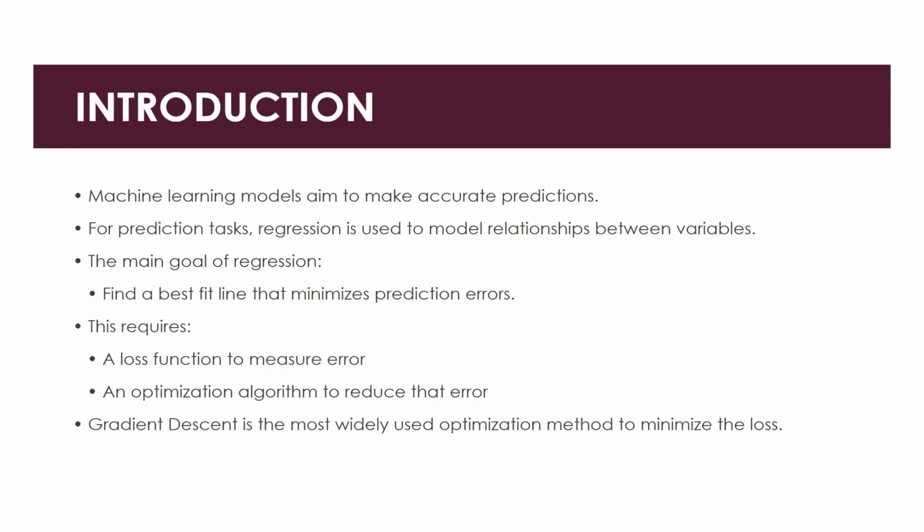To make such predictions, the model has to learn patterns from the given data, and to learn those patterns perfectly, the model needs a method to reduce errors. This method is called optimization, and one of the best optimization techniques is gradient descent.